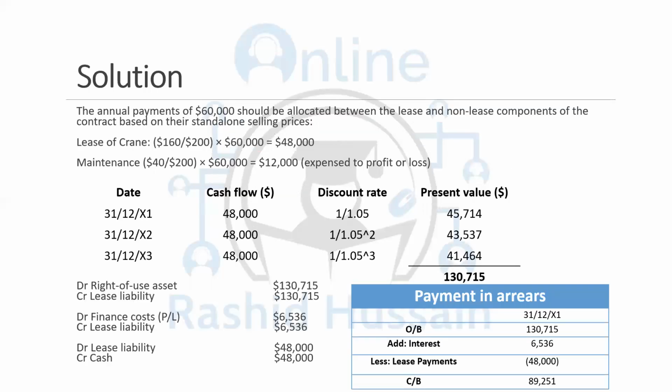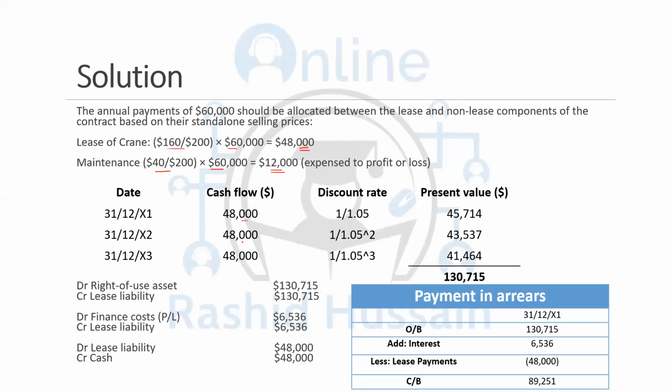So you need to separate. How can we separate it? Again, we know the formula. We have already done it in IFRS 15 when we were applying the discount to the different performance obligations within the contract. So 160 divided by 200 multiplied by 60, and 40 divided by 200 multiplied by 60. So 48,000 is the price of the crane and 12,000 is allocated to the services. So 48,000 every year is the lease component.